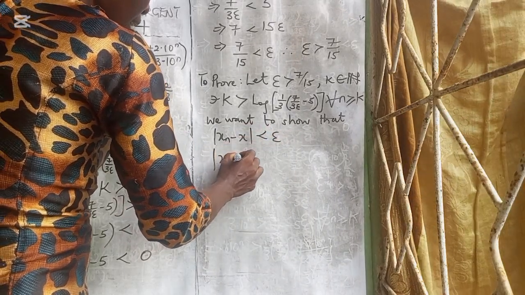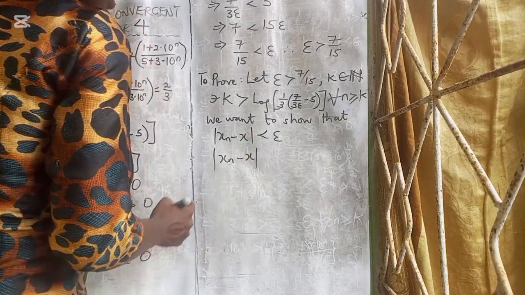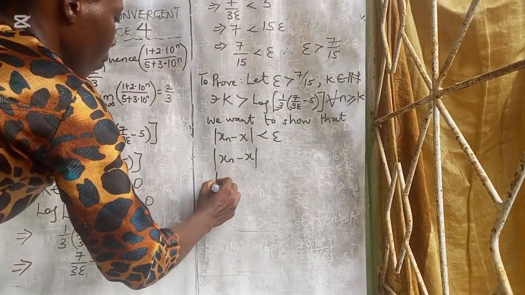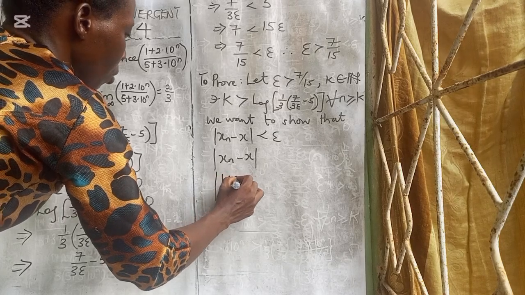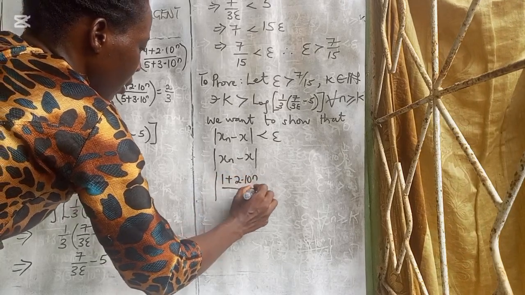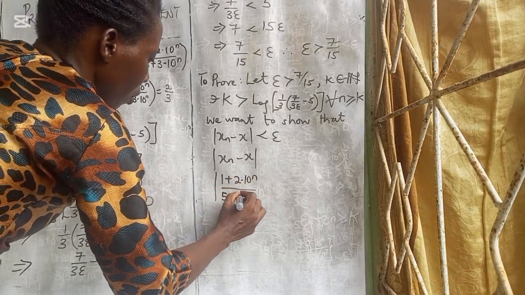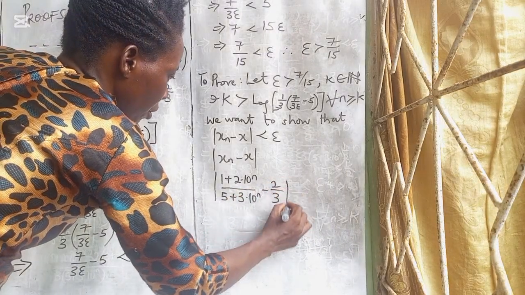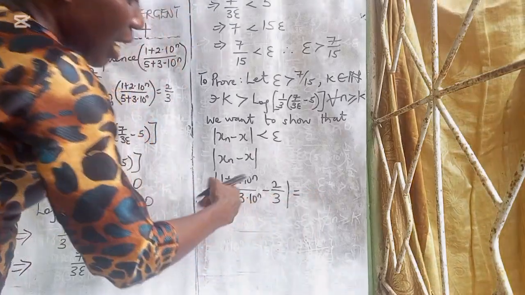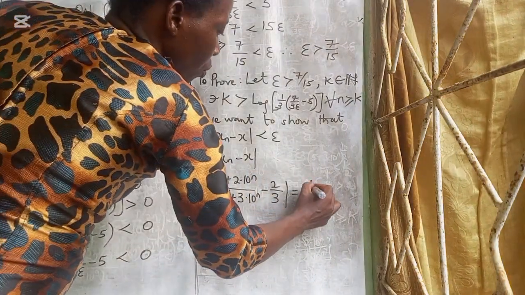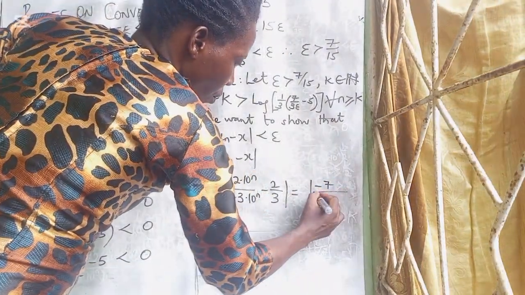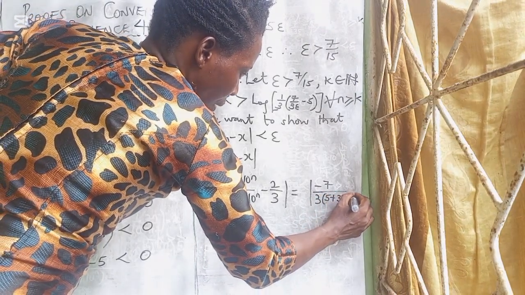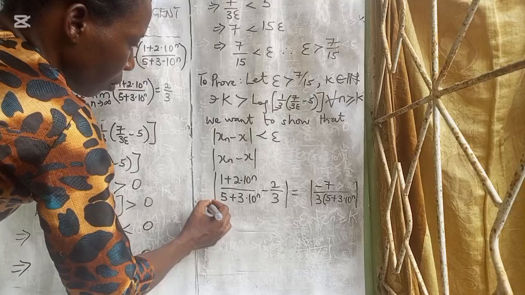So we begin from xn minus x. Our xn is our sequence, and that is 1 plus 2 into 10 raised to power n over 5 plus 3 into 10 raised to power n, minus 2 over 3. And that will give us what? By the time we solve this, we will get minus 7 over 3 into 5 plus 3 into 10 raised to power n, absolute value.